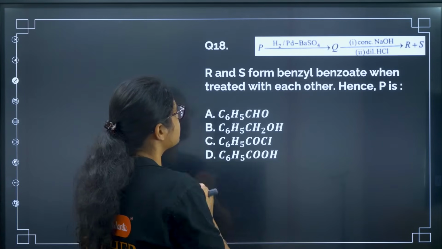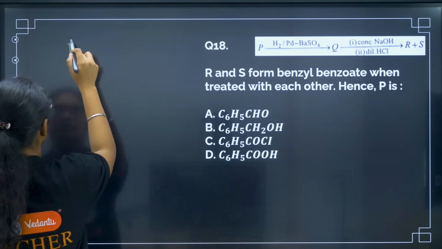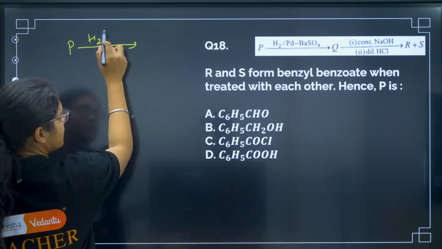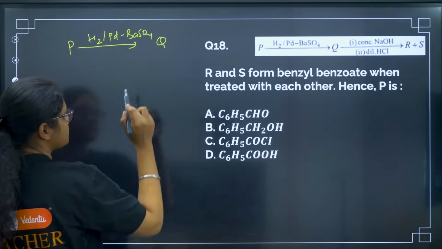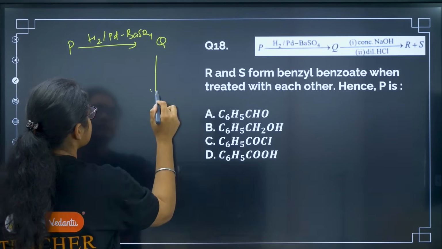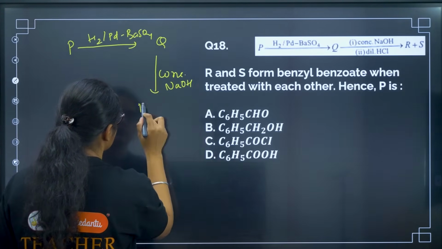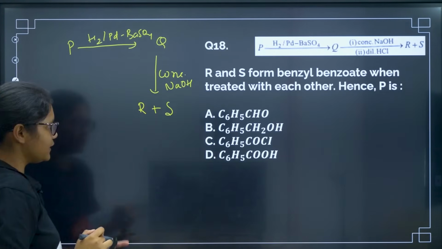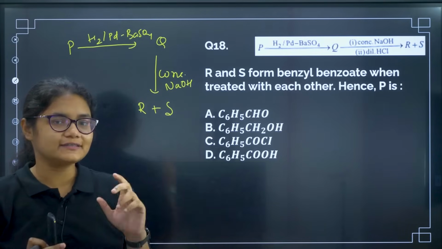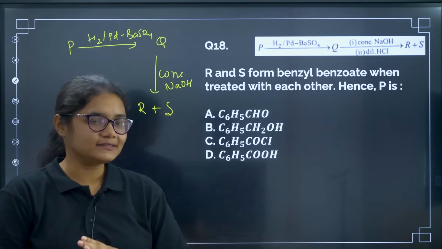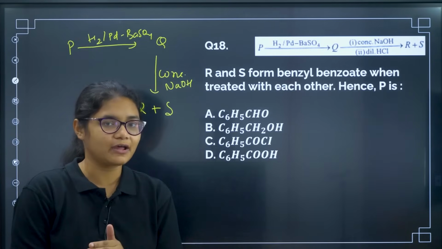Now coming to this one. P on this one, with hydrogen, palladium, barium sulfate, gives something which is Q. Now Q on concentrated NaOH is giving you R plus S. So when you see two products and concentrated NaOH, you can easily guess it is the Cannizzaro reaction, right? So Cannizzaro reaction means Q should be something which does not have any alpha hydrogen.